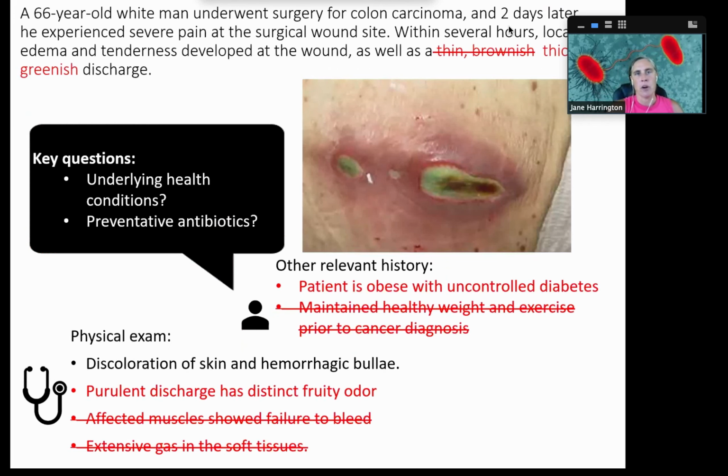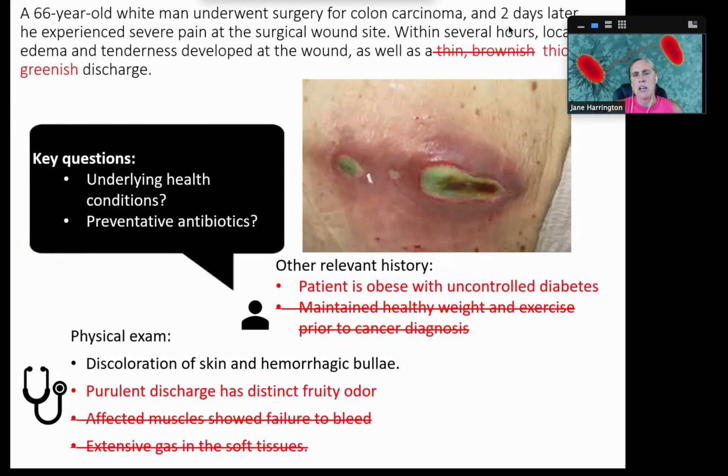We have underwent surgery, but now we're seeing a thick greenish discharge. And so the color is a little bit different. Underlying health conditions and preventative antibiotics. The patient is obese with uncontrolled diabetes.